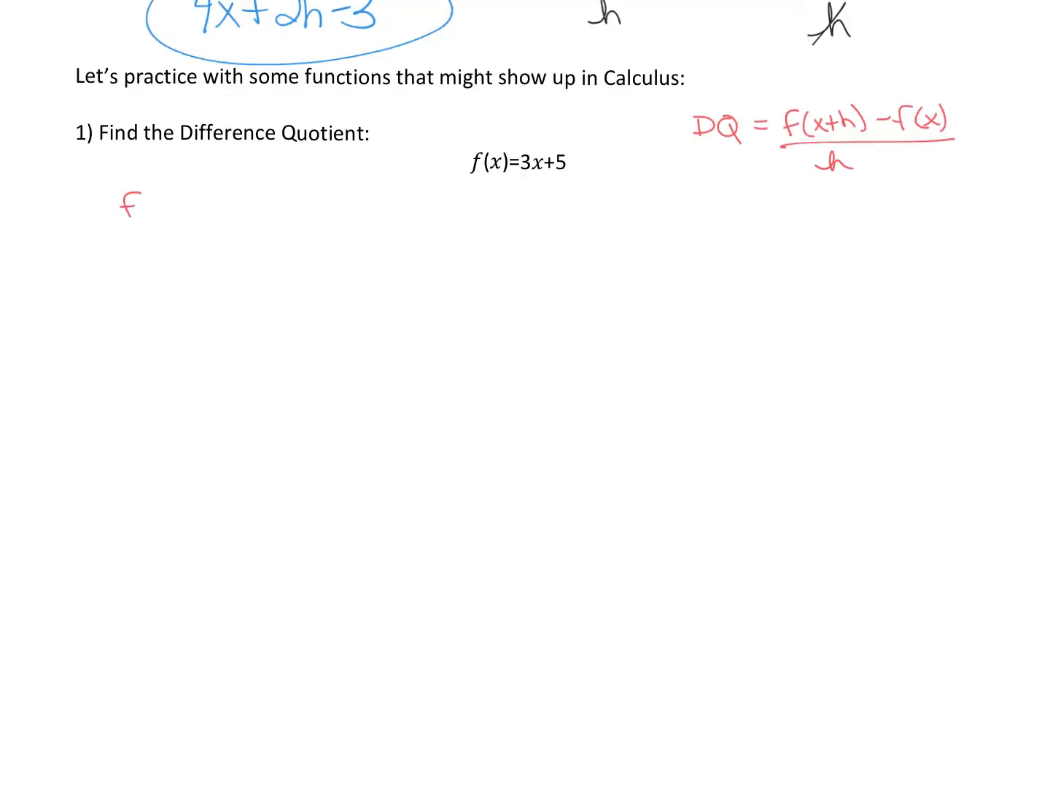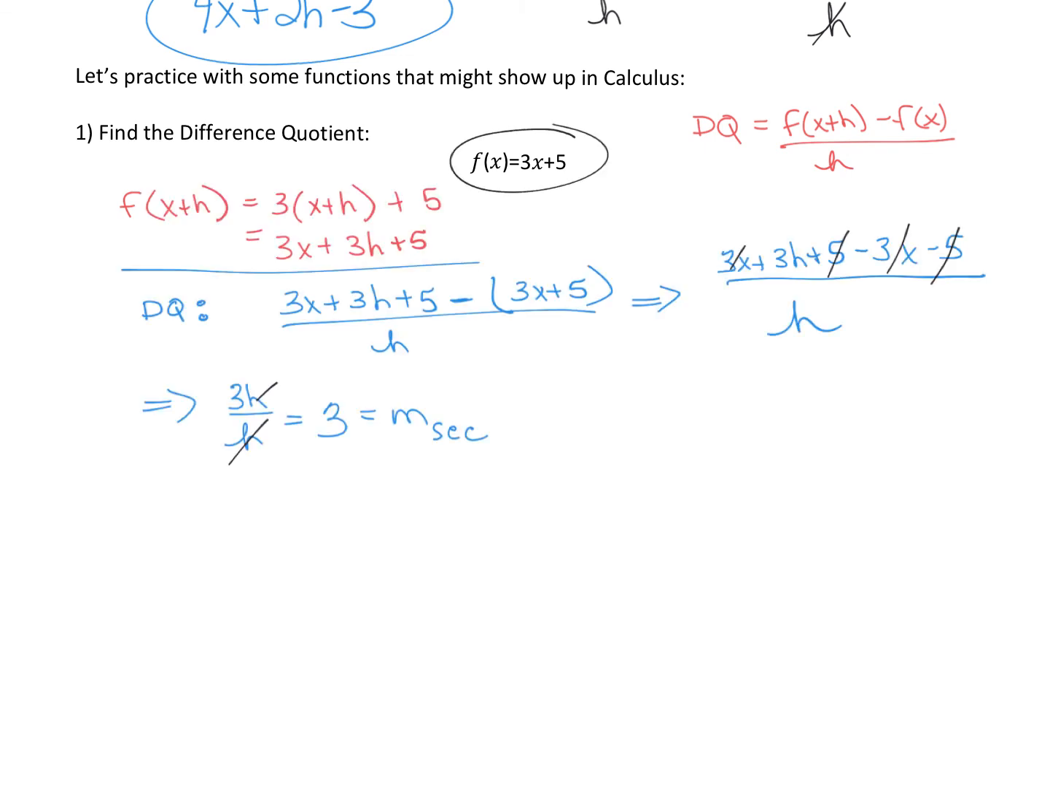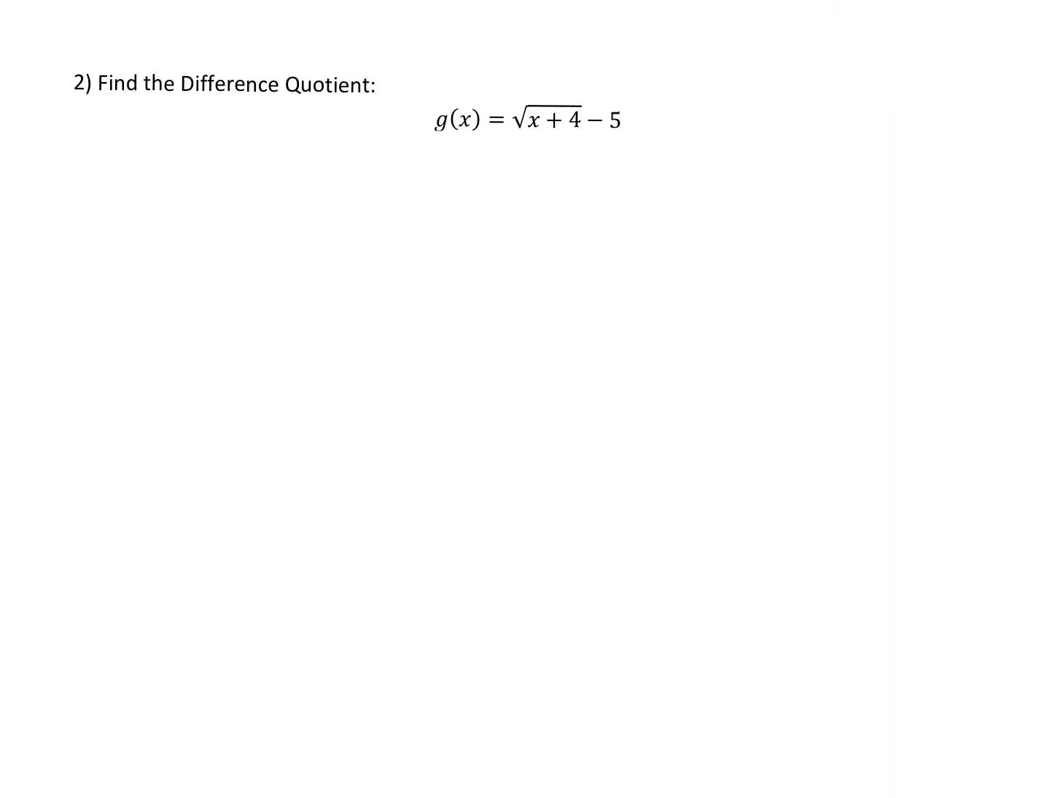So hopefully you found your f of x plus h first and got 3x plus 3h plus 5. Plugging that into the difference quotient, adding like terms, we end with 3h over h. The h's then cancel and we get 3. Well, that should make sense because this is a line and the slope of that line is 3. So let's take a look at the last example. This one is a little bit more complicated, so we'll do it together, but you will see things like this in calculus.